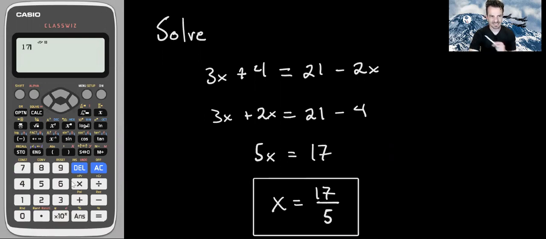Now, at some point to get to this spot, you probably did 17 divided by 5 in the calculator, and that's what spit out 17/5. But in order to check this, we need to turn it into a decimal. The S to D button will change this into a decimal.